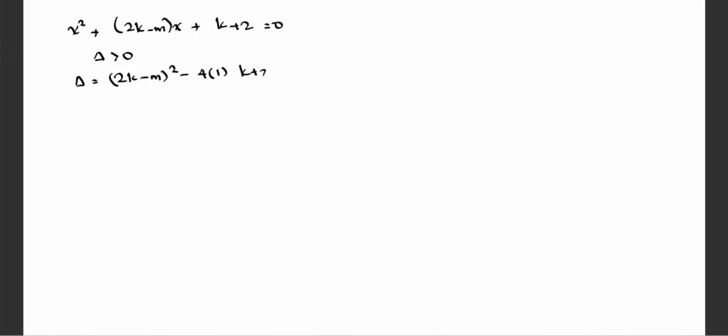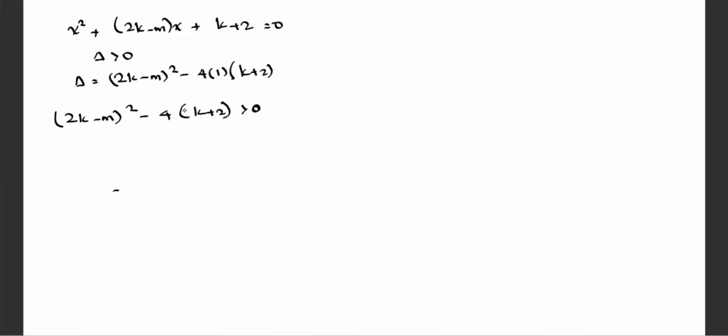You have x squared plus (2k minus m)x plus k plus 2 equals 0. The delta value is positive, which means, what is the delta value? Here delta equals b squared minus 4ac. So (2k minus m) squared minus 4 times 1 times (k plus 2). When delta value is positive, you can say that this value is positive. Whole thing squared minus 4 times (k plus 2) is what? Positive.